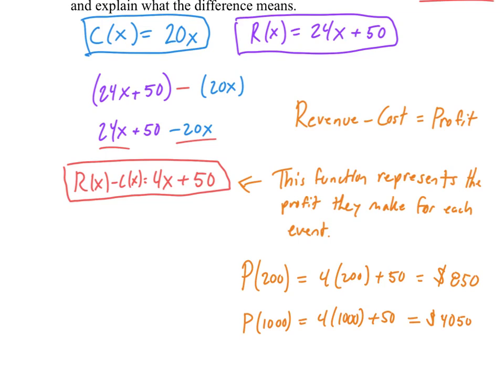So how much profit did they make at the homecoming? They made $850 profit. How much did they make at the state football game? They made $4,050 profit. So that's kind of the idea behind that. You guys didn't need to write that stuff down. I was just kind of showing you what that would mean, how they would use that.